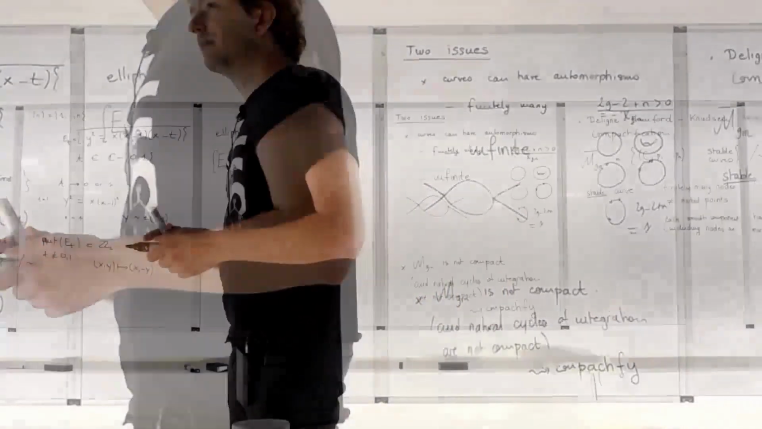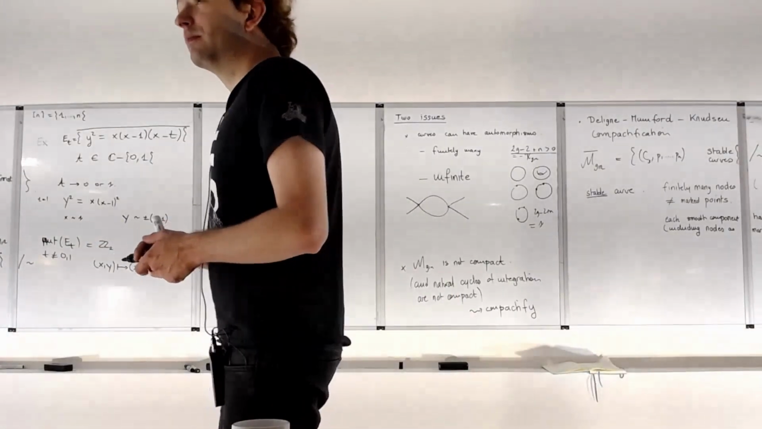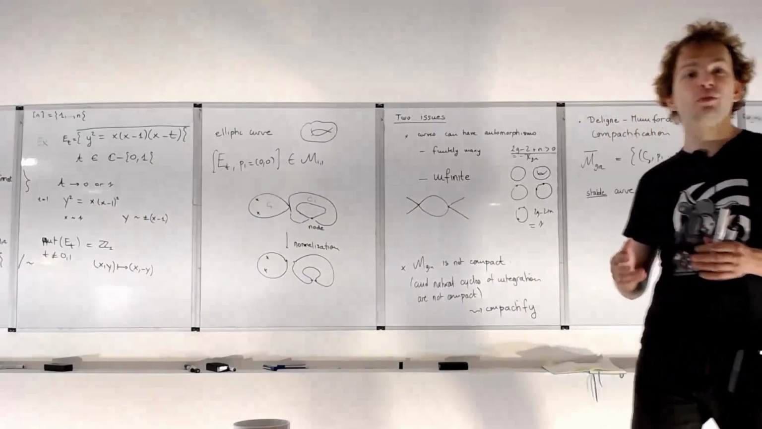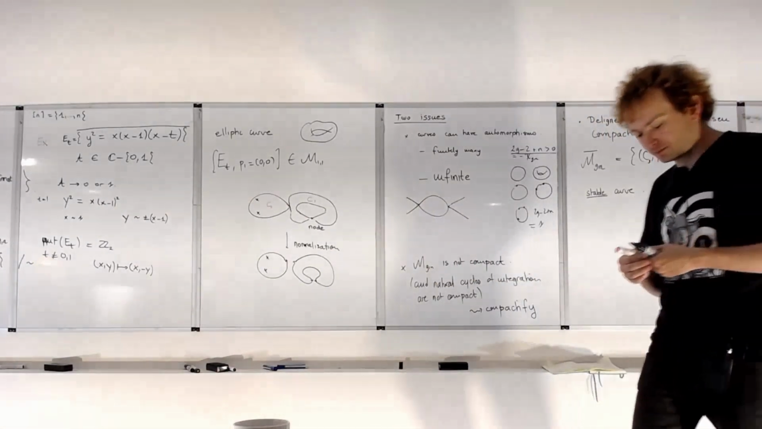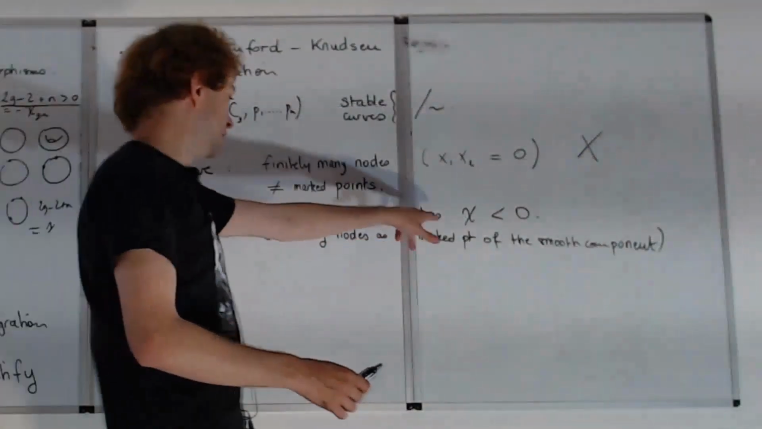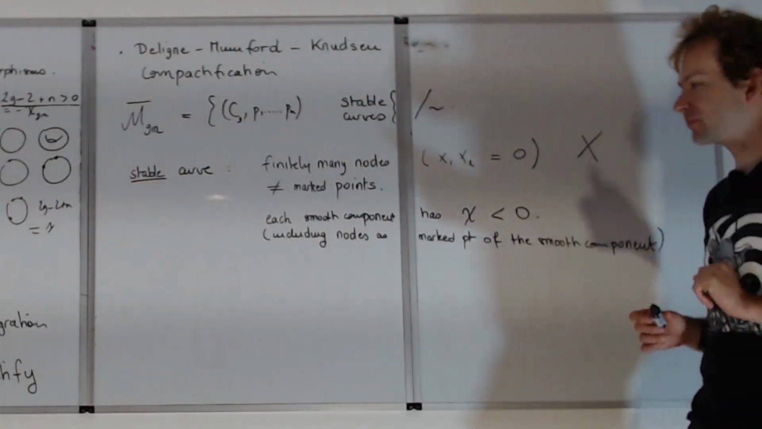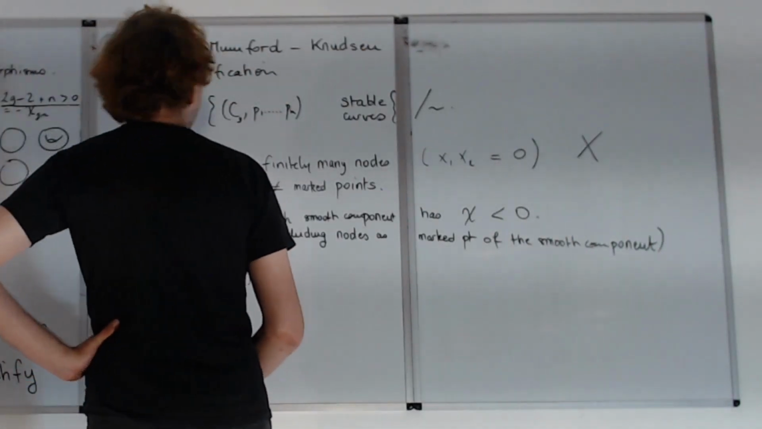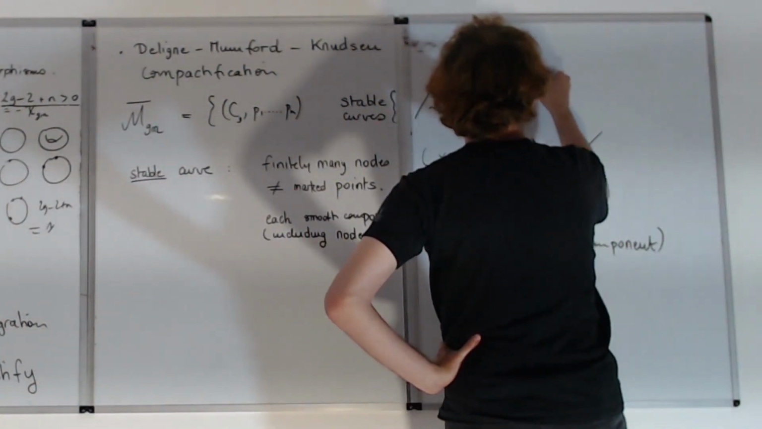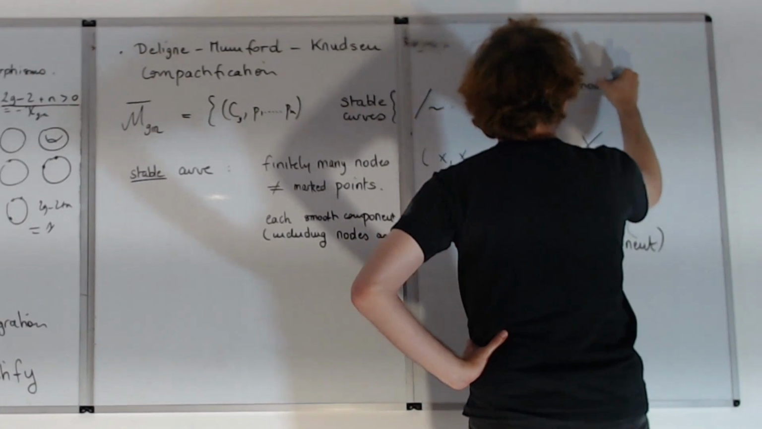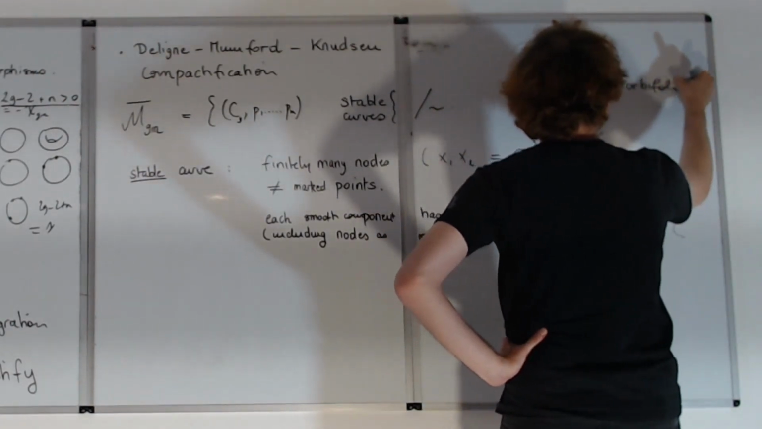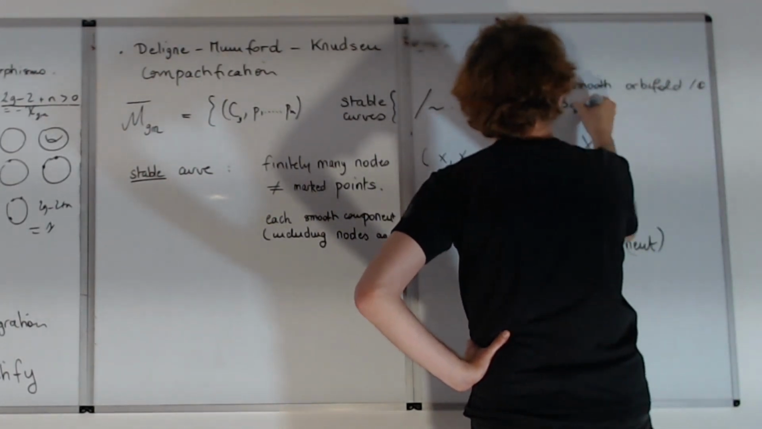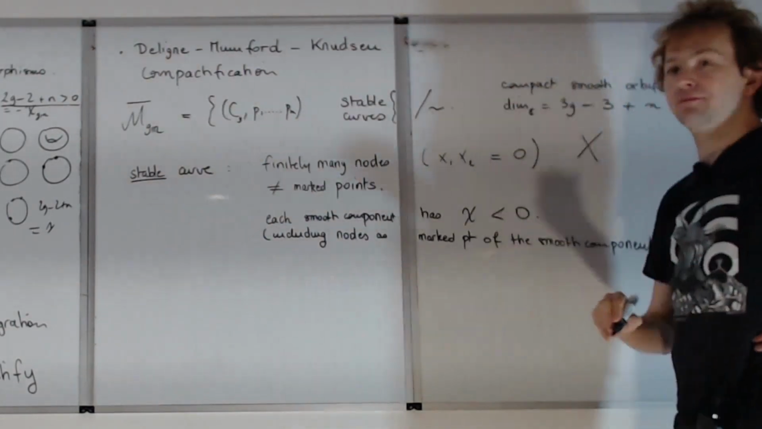That operation is changing the genus? Yes. Okay. It just breaks the curve into irreducible components. And then each of them has some genus and a total number of marked points, including nodes. And that's what we use to compute the Euler characteristic of each of the smooth components. Okay. So once you do that, it is proved that this thing is a compact, smooth orbifold over C of dimension over C 3g minus 3 plus n.